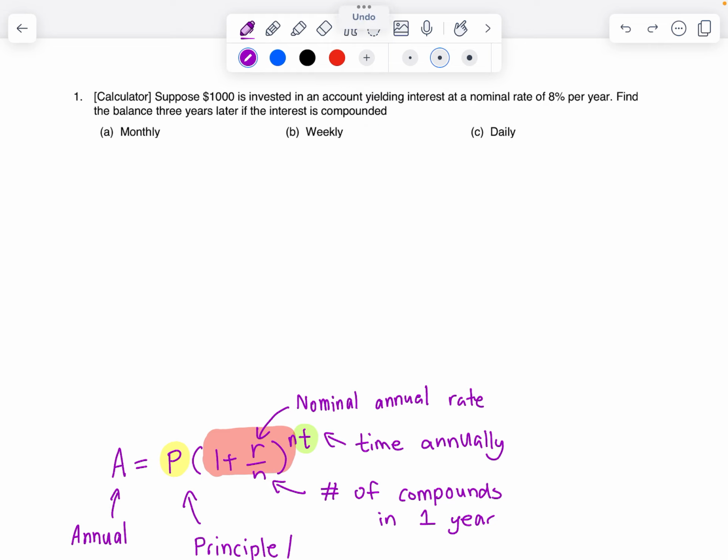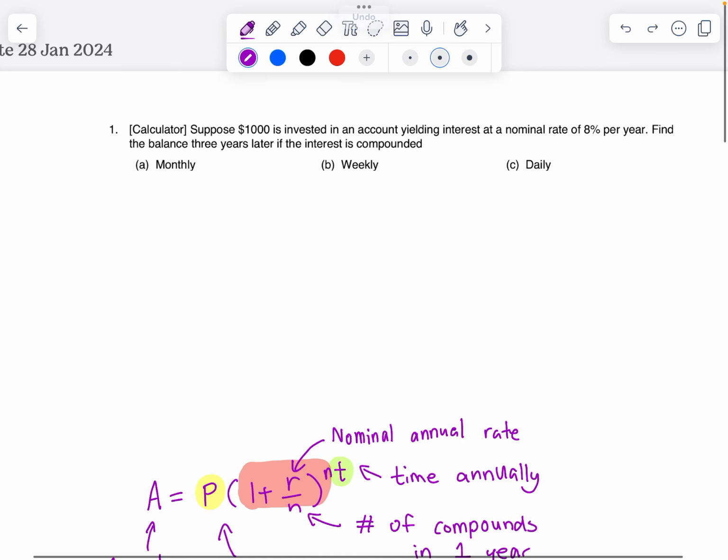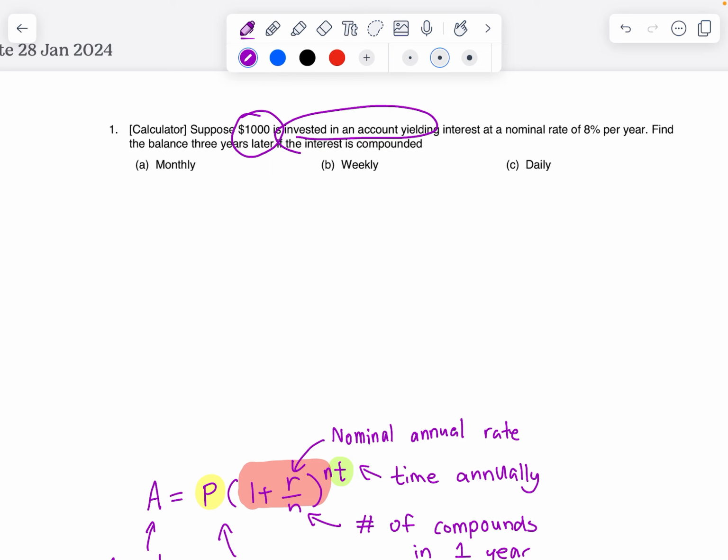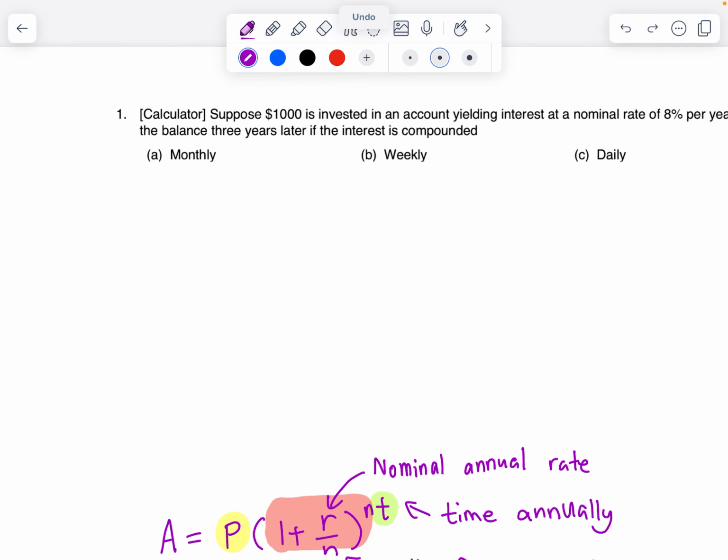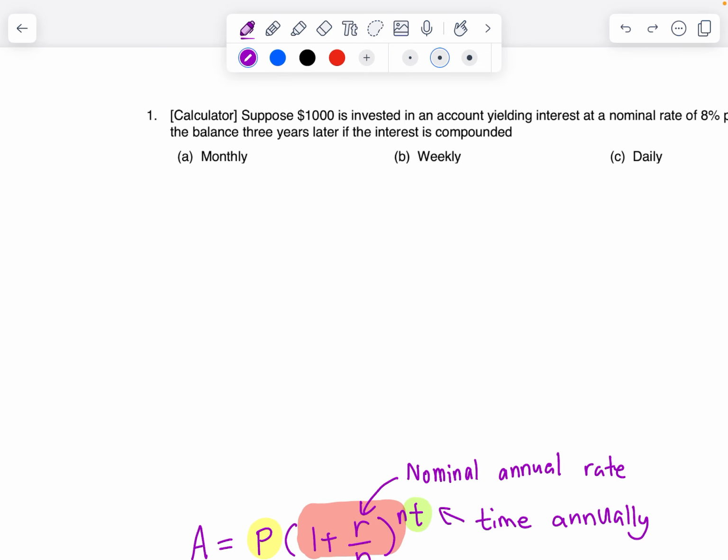Now the first thing we want to do is use these numbers and put them in the formula. We have $1,000 invested in an account, so we know the original value is 1,000. So P would be 1,000.